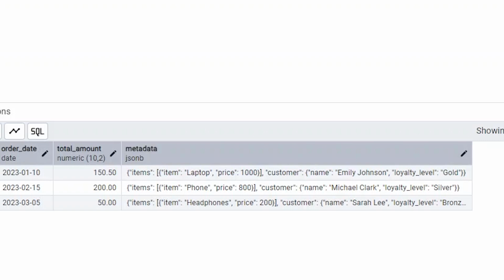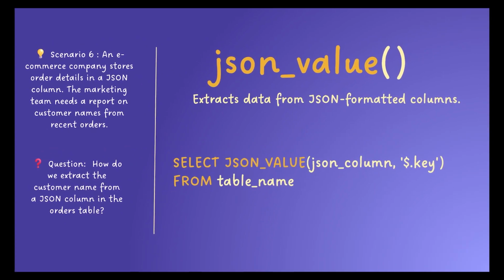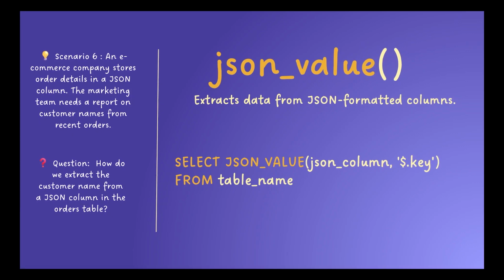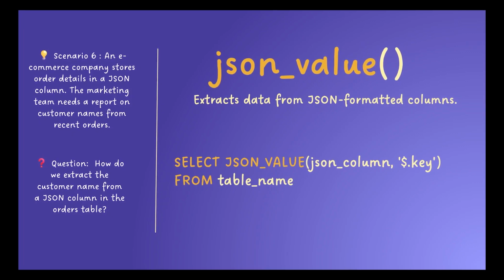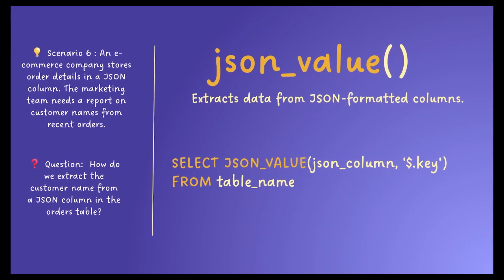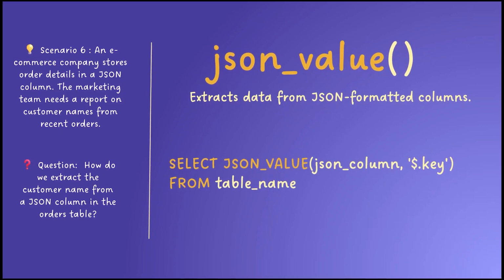Now, the information about the orders is stored in the metadata column, and the data type of this column is JSON. So our job is to extract the name from this column. So how do we do it? We use a function from SQL, that is JSON_VALUE, that helps us extract data from JSON formatted columns. And the syntax is pretty simple, just the way you would select a column. Instead of that, you're going to write the JSON_VALUE keyword, and inside the parentheses, the first value that you're going to give is the JSON column name, followed by the key column pair.